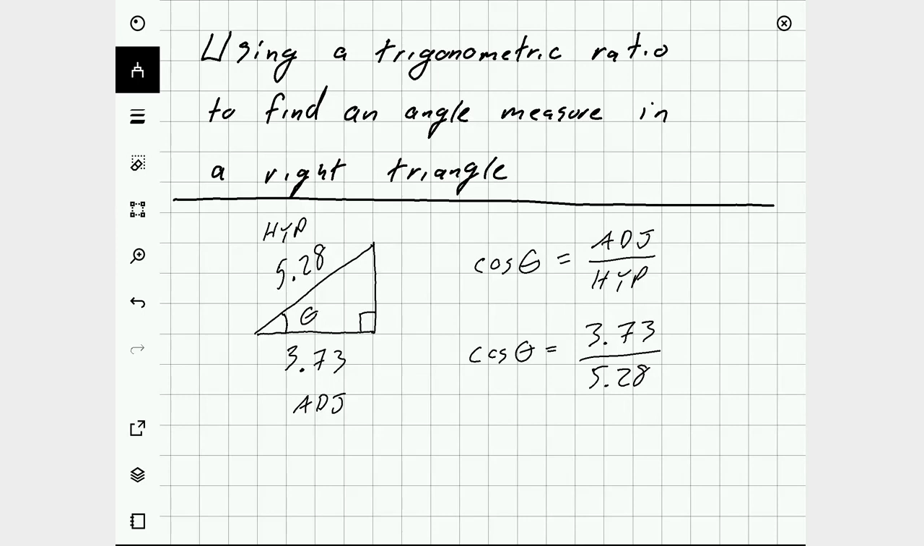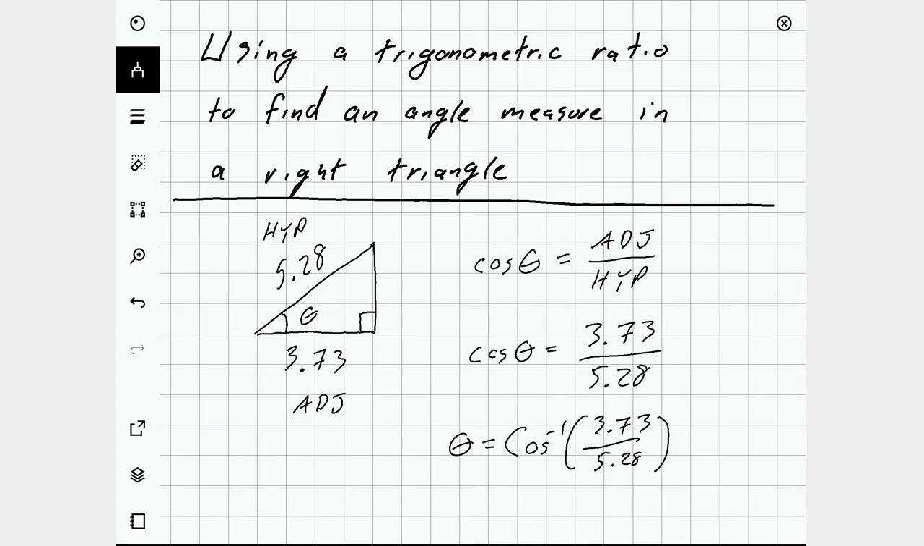which means that we can define theta as the inverse cosine of the ratio 3.73 over 5.28. Inverse cosine is a feature built into your calculator, where it is varies strongly from calculator to calculator.